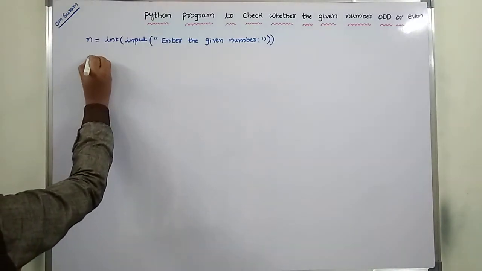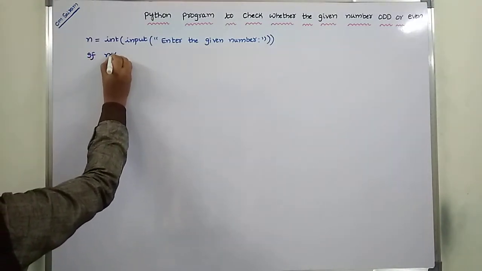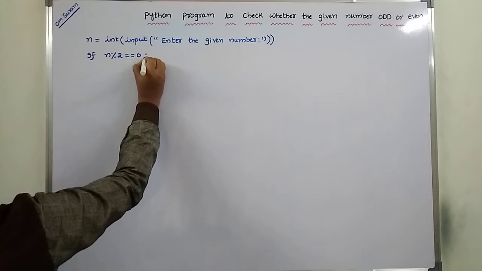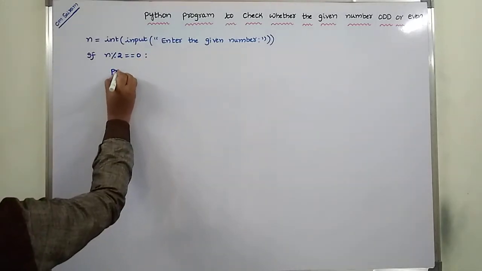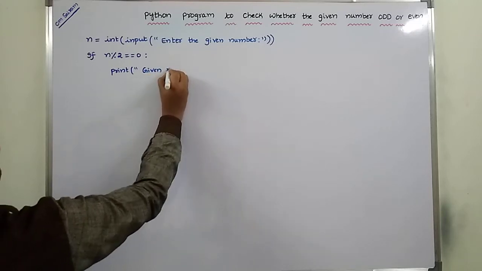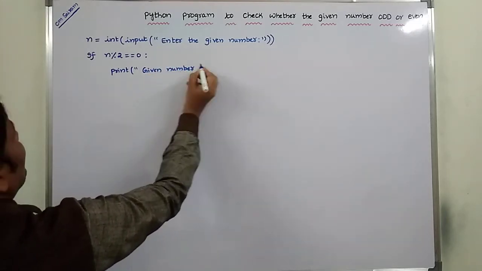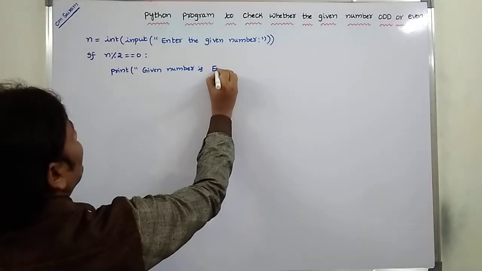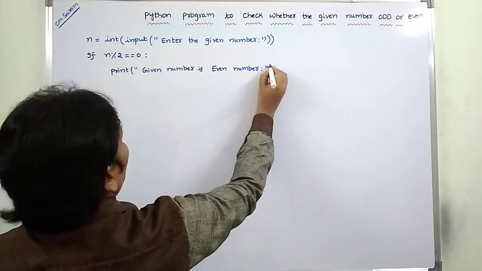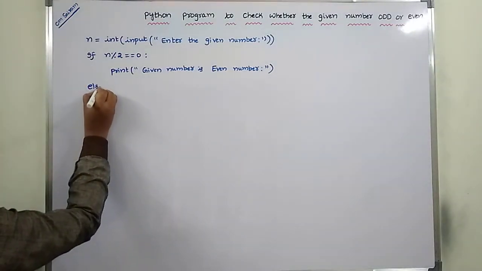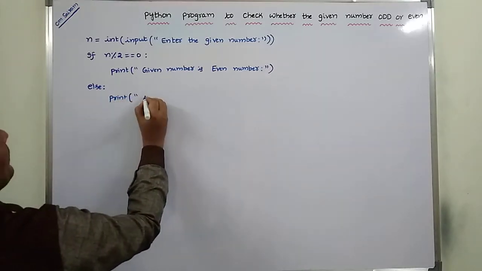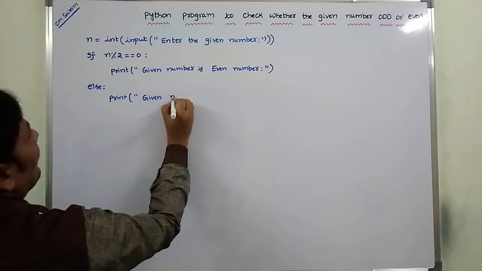Next, if n modulus operator 2 is equal to 0, put colon. Print "given number is even number". Else colon, print "given number is odd number".